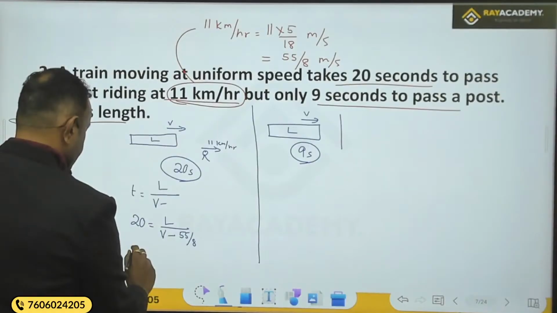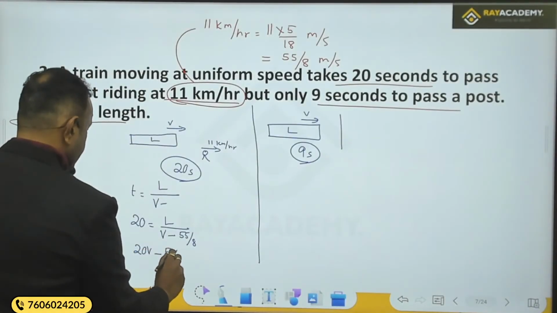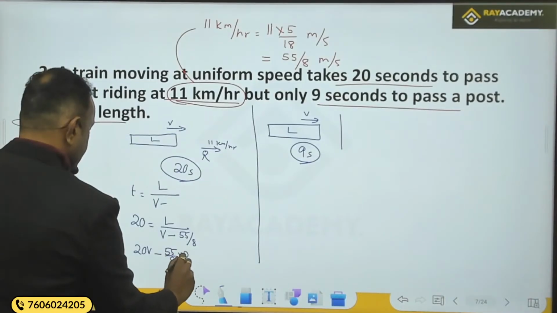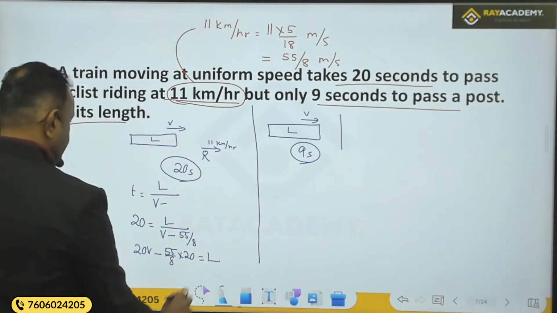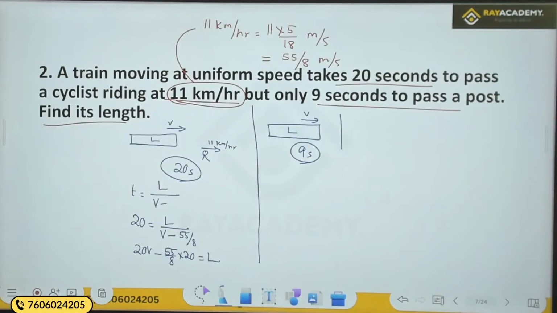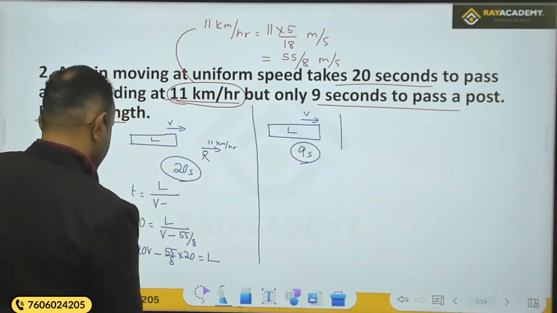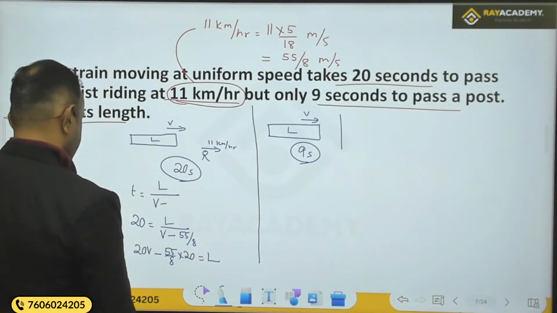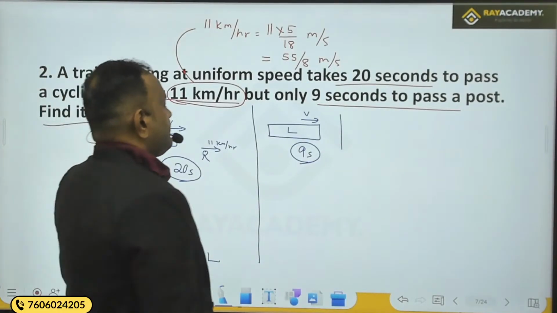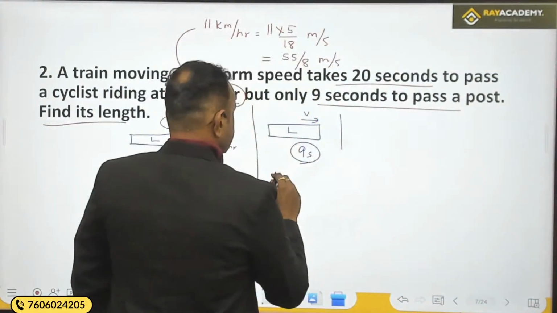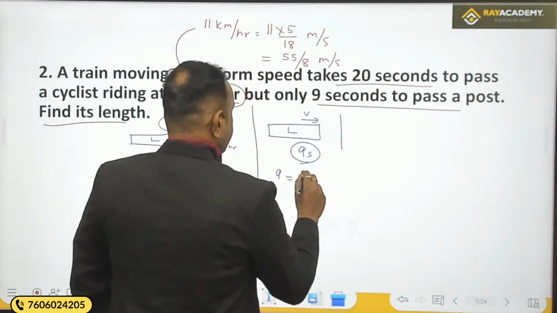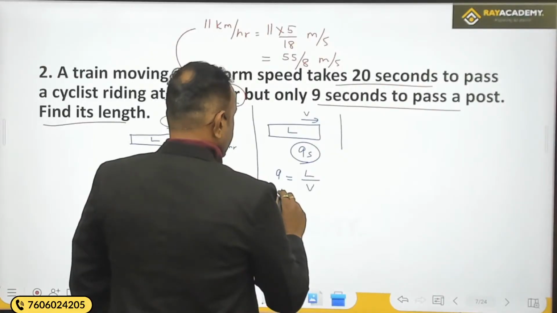Okay, so multiplying, 20V minus 55/18 into 20 equals L, right? This is one equation. And for the other scenario, 9 equals L by V, so L equals 9V.